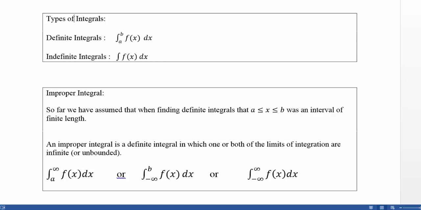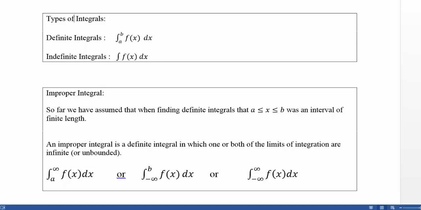So an improper integral is going to be a subcategory of a definite integral because we're still going to be looking at bounds on our function. However, one of those bounds or both of those bounds might be infinity. So until now, we've assumed that when we calculated a definite integral, the interval where we're looking was of a finite length. So for example, we might look between 1 and 5, or between 10 and 20. However, an improper integral allows one of those limits of integration to go on forever.